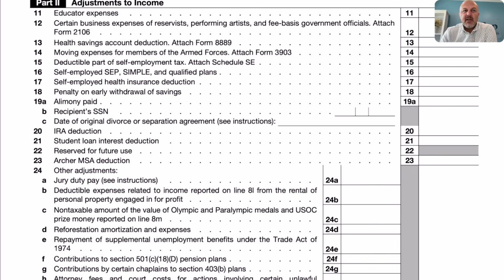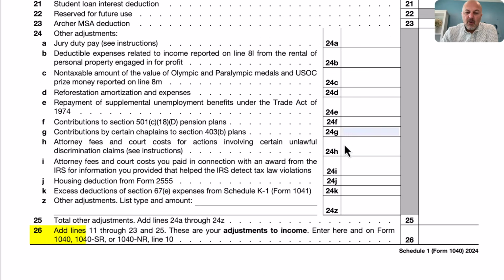And common adjustments to income include things like educator expenses, health savings accounts, moving expenses, deductible parts of self-employment tax, any pension plan contributions, self-employed healthcare deductions, alimony paid. As you can see, there's a lot of different types of adjustments to income that are going to get listed here. And you're going to sum up all those adjustments to income right here. You're going to enter it here on this line number 26, and you're going to enter it here on, you'll see it says on your 1040.